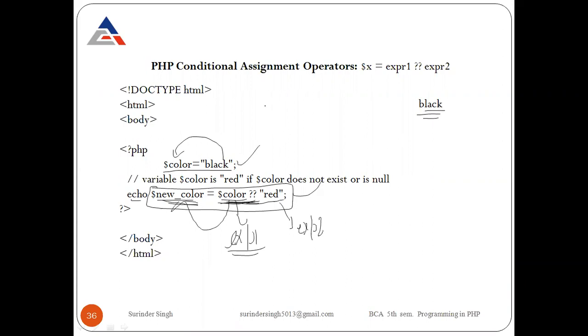Now suppose we have color equal null, so the color variable has null. In this case expression 1 will be false, and the value of expression 2 will be assigned to the new color variable. Clear? Is it clear to you? All these practicals we will do in our practical class.